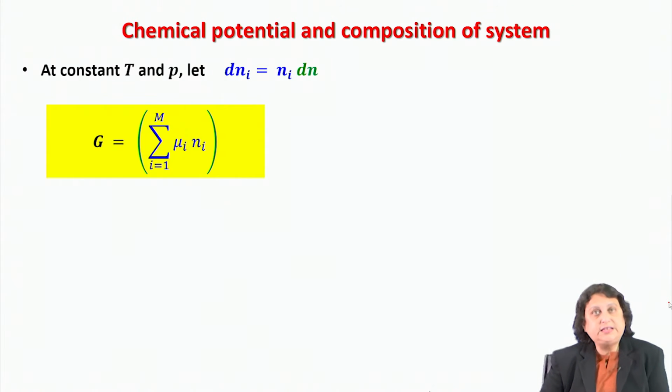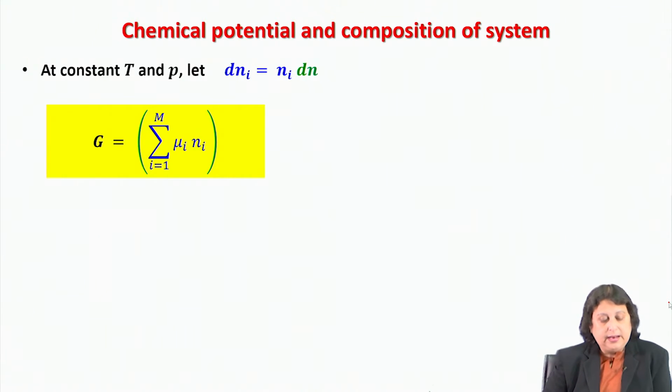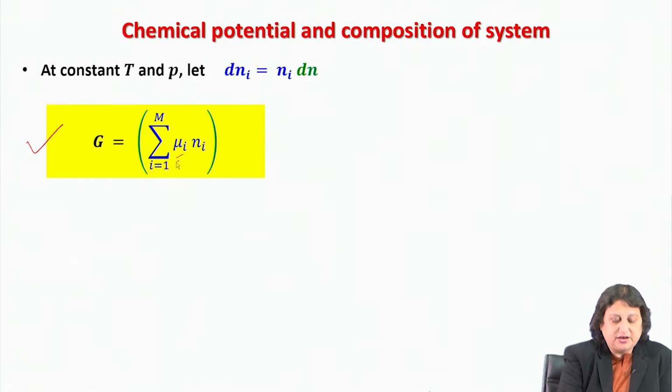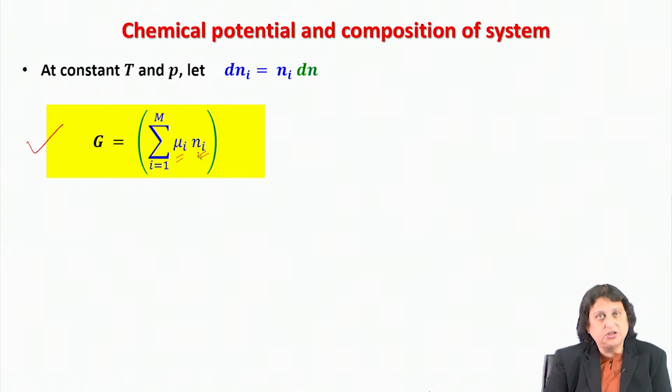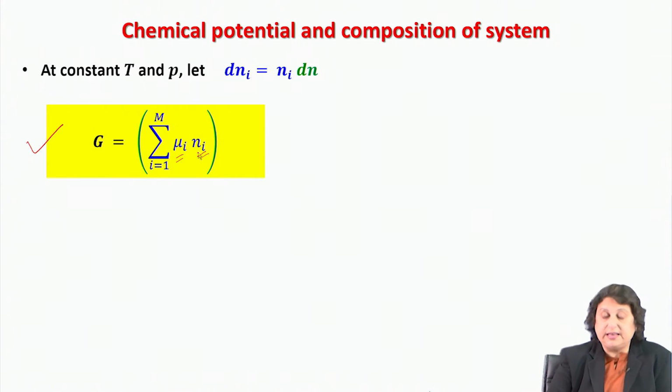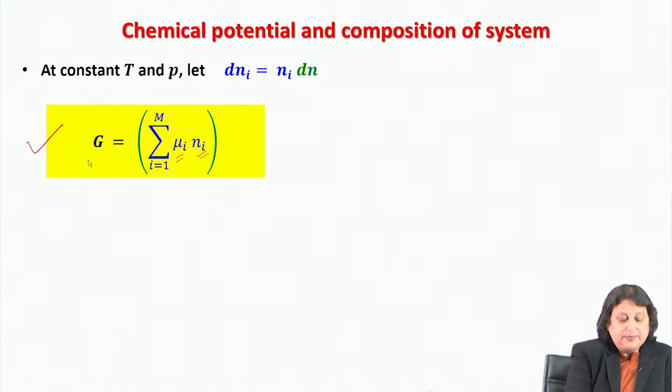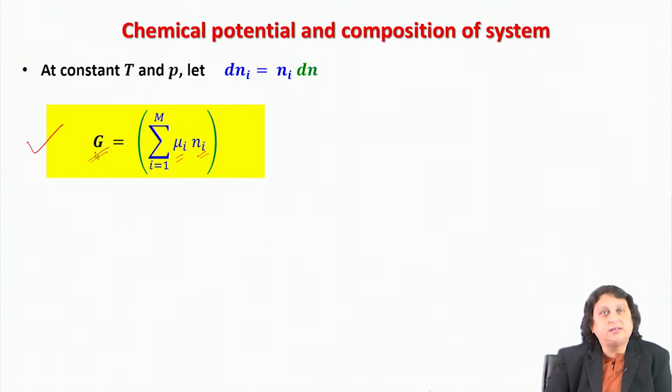So now, at a given temperature and pressure, let me have a look at this particular equation again. We have already shown that mu is a function of temperature and pressure. And here I have the composition of the system expressed in terms of ni's. Therefore, obviously, I can say that the Gibbs free energy that I have written on the left-hand side is indeed a function of temperature, pressure, and the composition of the system.